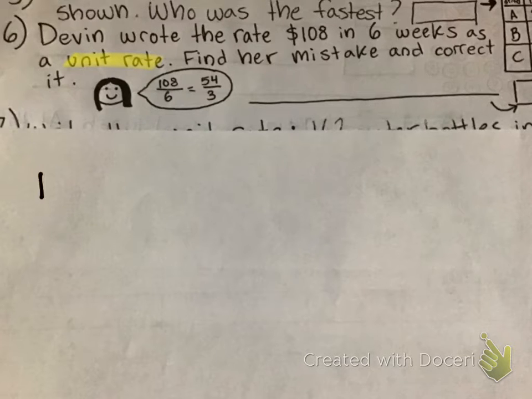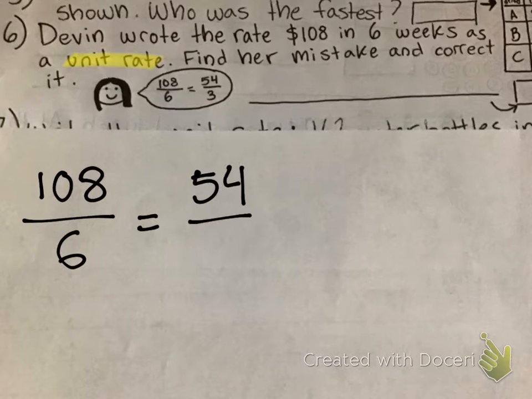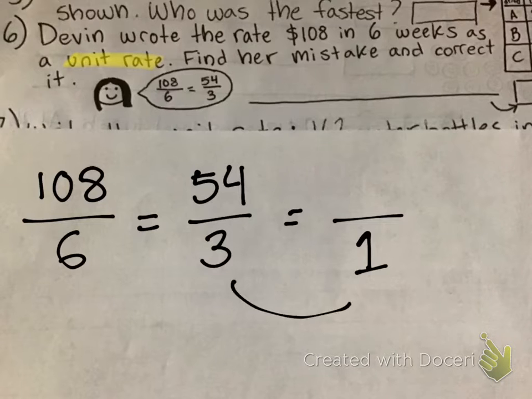So I wrote 108 over 6, and my unit rate was 54 over 3. What's my mistake, Michelle? A unit rate has to have 1 on the denominator. That's the mistake. So what would our correct answer be? How do we get from 3 to 1? We divide by 3, so we do the same to the top.